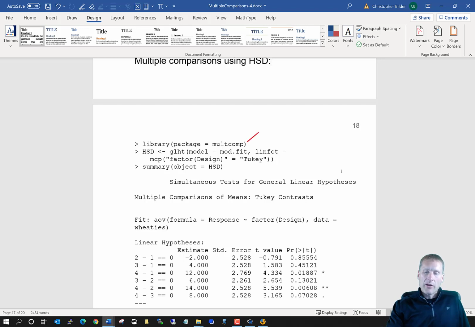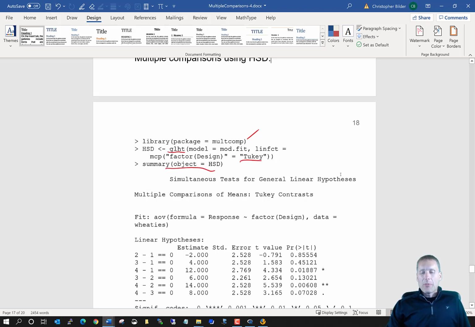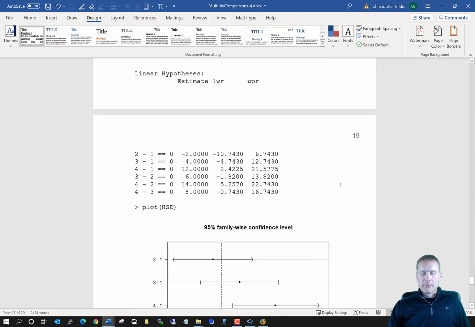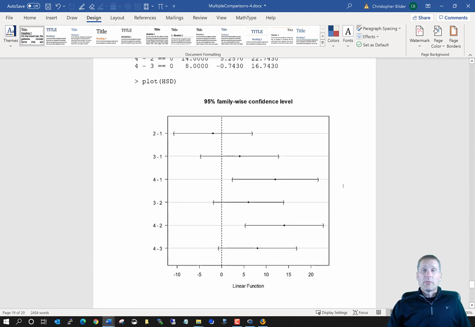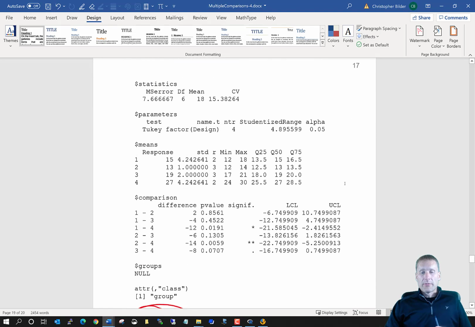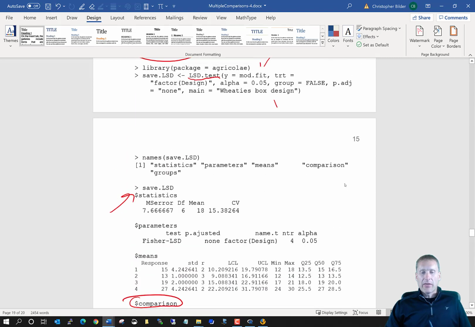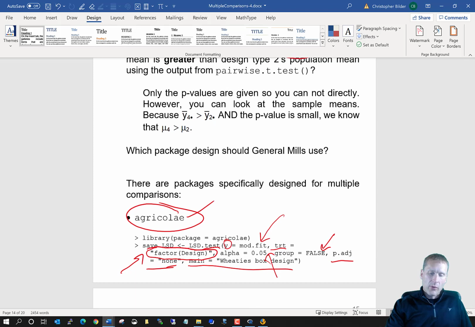This package is not automatically installed in R, so you have to download it, and tell R you want to use it by using the library argument. Then you can use the glht function to do your comparisons. Notice how I have a Tukey there. If you do a summary here, we get output very similar to what we've seen before. You are not responsible for this particular package to use it in our class. You are responsible, though, for the previous package. Sorry, I think I failed to say that.